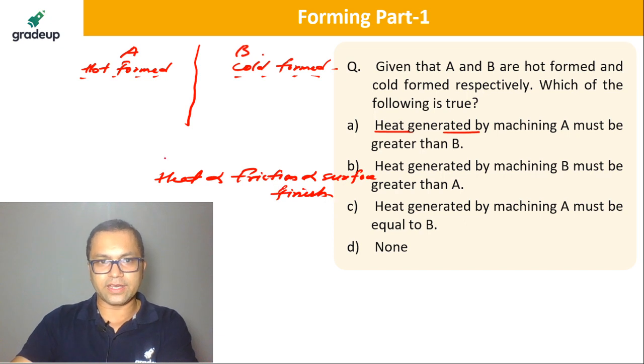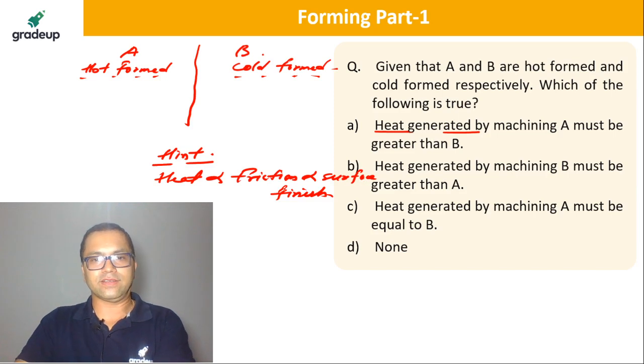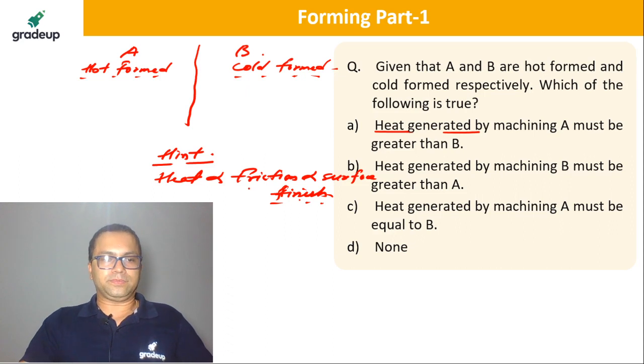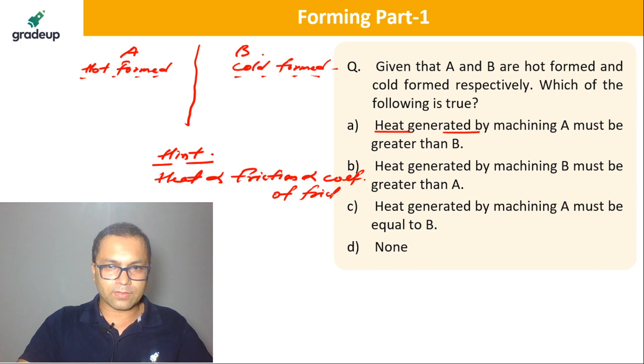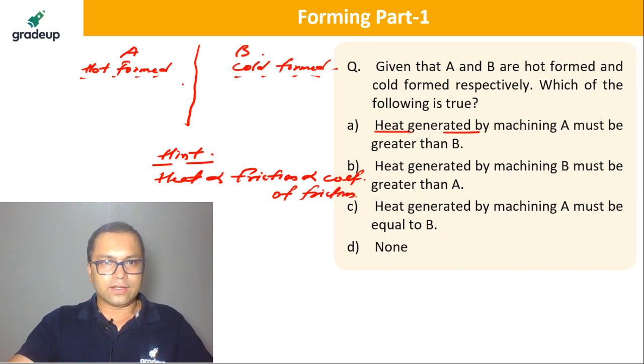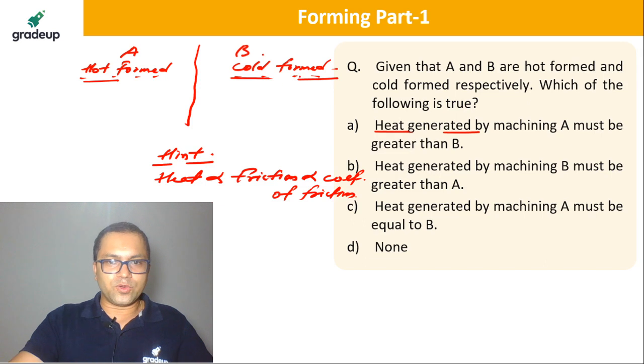Now this is a big hint for you, right? I said that heat is directly proportional to friction, which is directly proportional to surface finish. Or alternatively, let me put it like this: this is nothing but the coefficient of friction. So friction is directly proportional to the coefficient of friction. Which one of these will have more coefficient of friction?